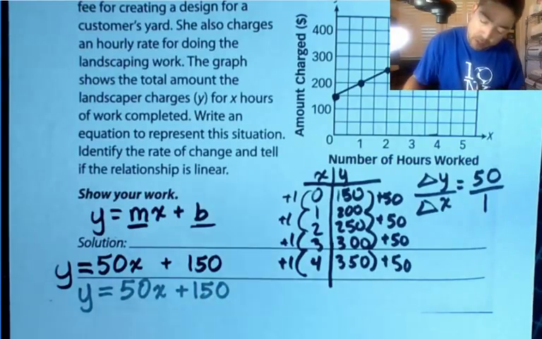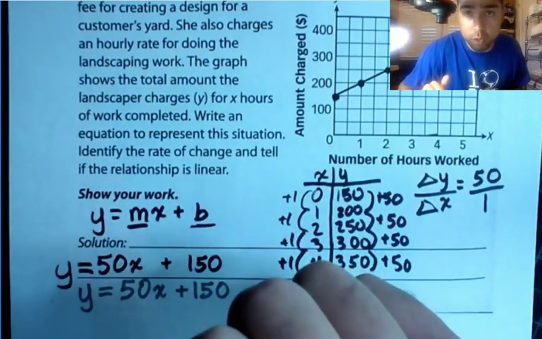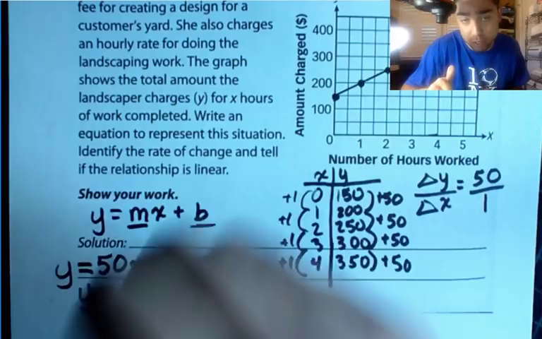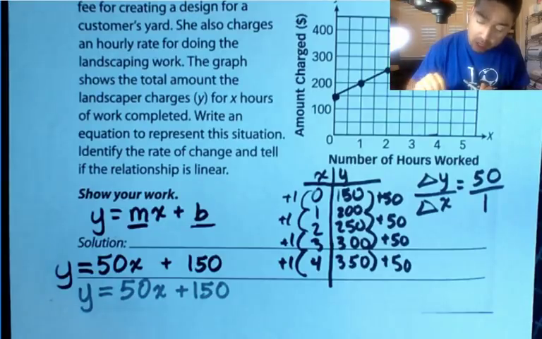We identified the rate of change, and clearly we said before that in order for the relationship to be linear, there had to be a straight line graph, and 2, we had to have a constant rate of change, which we clearly have both here.